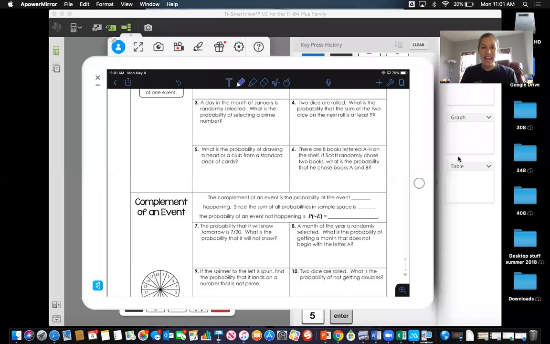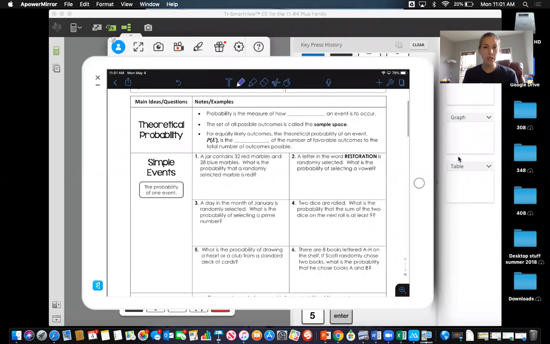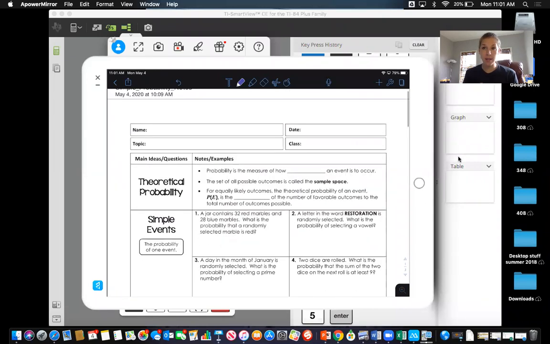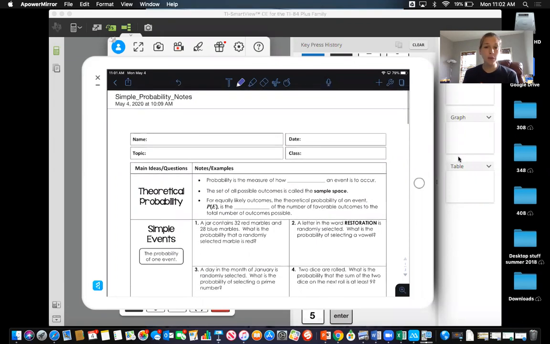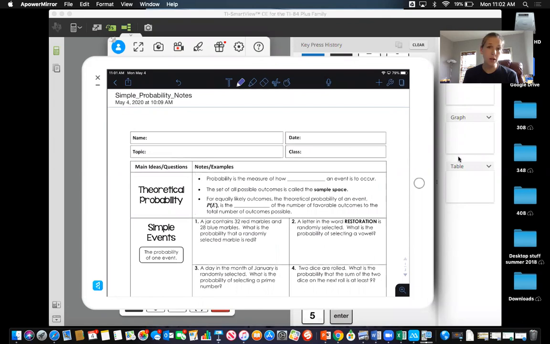Hey everybody, so we are here on another day of probability. We're looking at simple events today. One thing that I do want you to know, we are going to look at a deck of cards. Those are going to be what a lot of your problems cover.